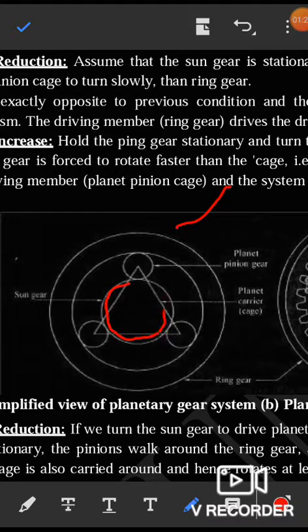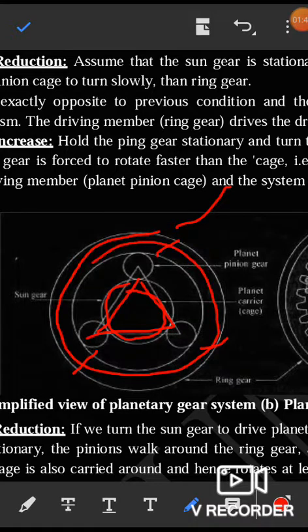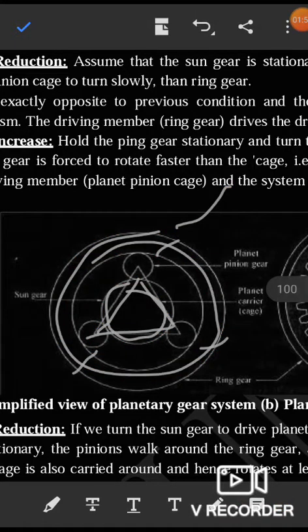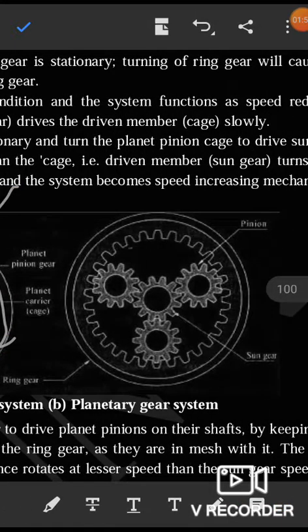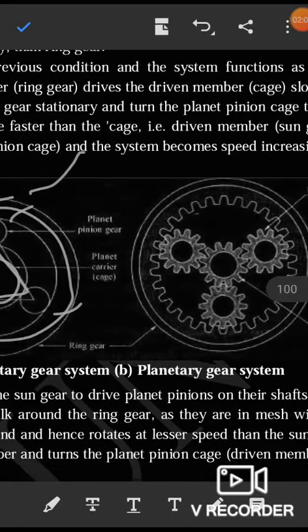This circle is known as the sun gear, and these are the planet pinion gears. This triangle here is the planet carrier or case, and this outer ring in the diagram is the ring gear.